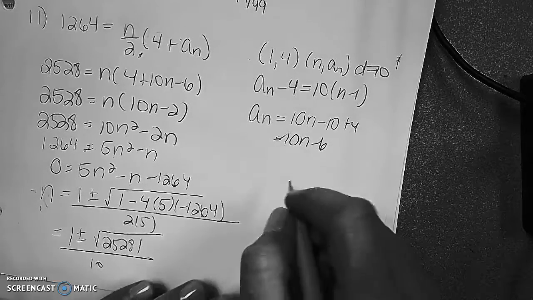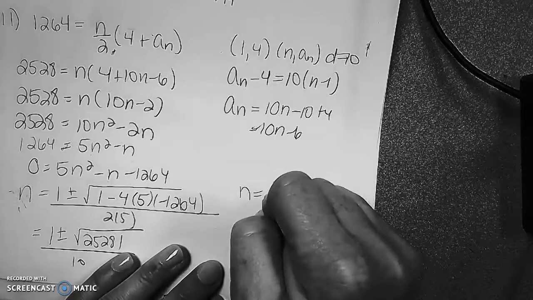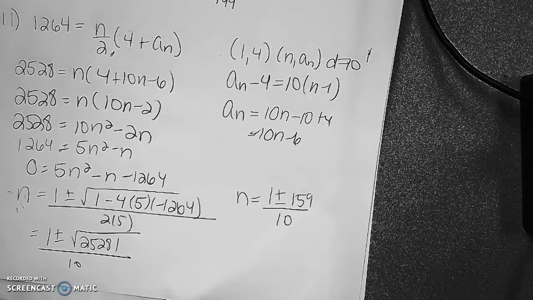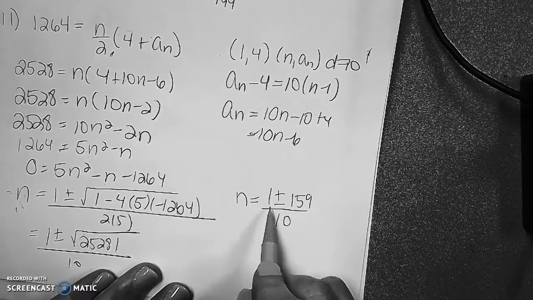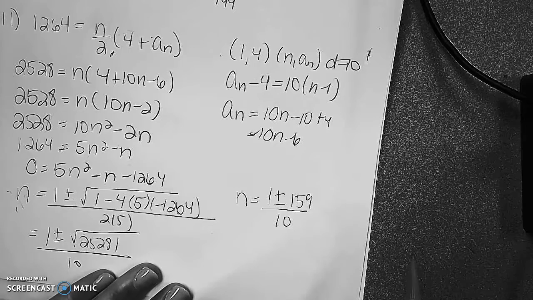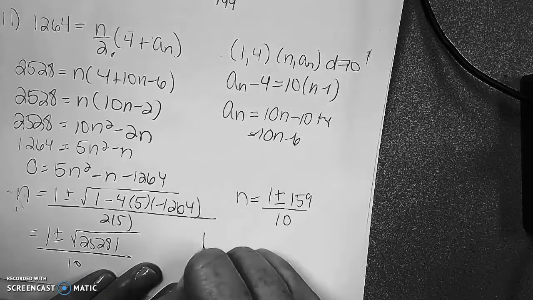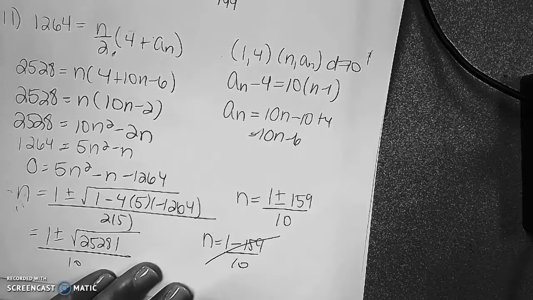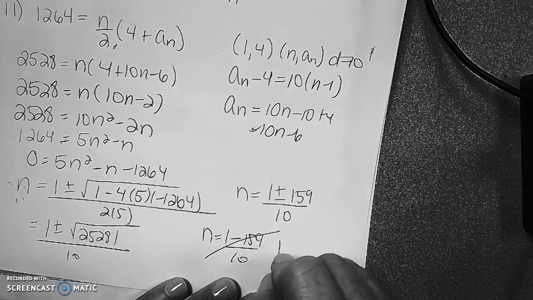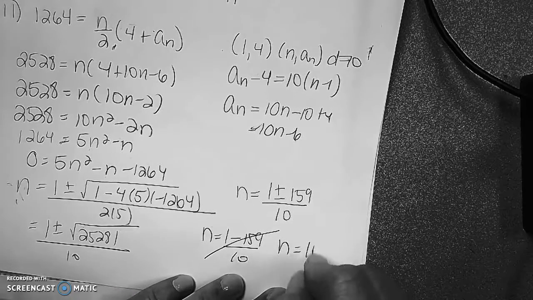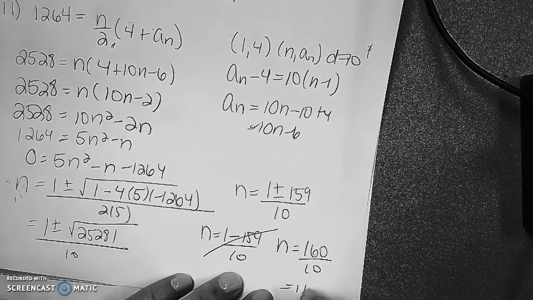So when I type that in, I get 1 plus or minus 159 over 10. I already know that I'm not going to have 1 minus 159, and the reason is because that would give me a negative number. And here I'm talking about n, so n is the number of terms. That solution doesn't make any sense for us. So in other words, I'll have 1 plus 159, so 160 divided by 10, which is 16.